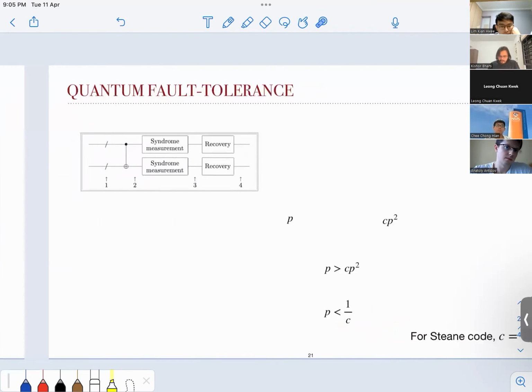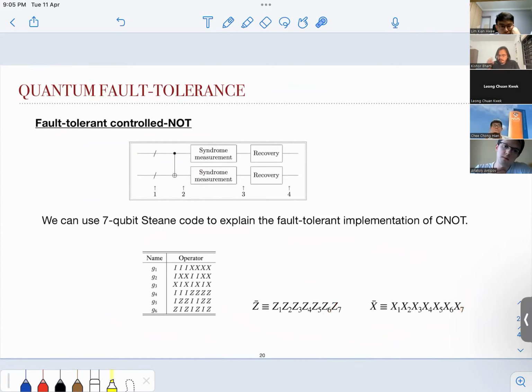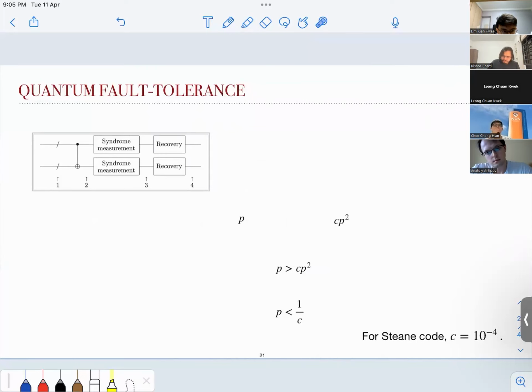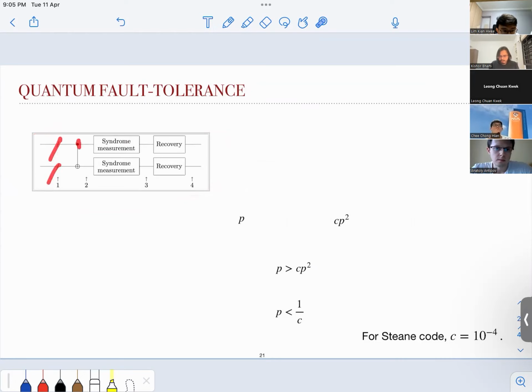And using this code, the Steane code, one can try to compute what will be the error per component such that, when you go from your physical circuit to a logical circuit, you benefit. So this is your fault tolerant implementation of your C0. You encode, then you have C0, and you have syndrome measurement and recovery. This is the circuit. So let's say initially the error was order P. So let's call it P.